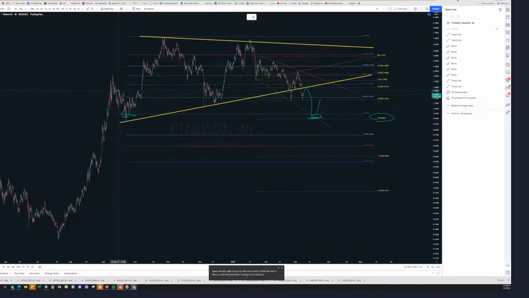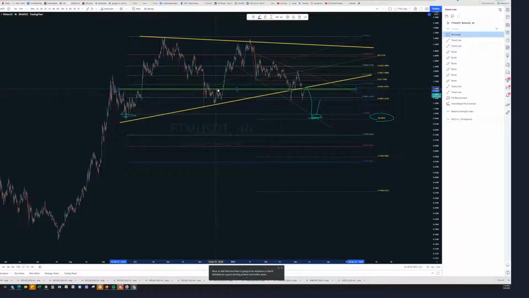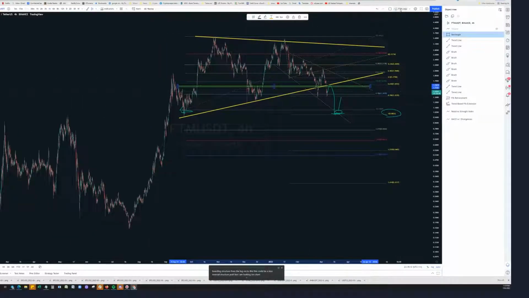It's got confluence with this level. Perfect. Previous resistance, resistance, support, trend line. I think that will be a good spot. If it gets there, I'll definitely look to short. So that's my FTM outlook. I'll keep that there for now. Let's look at Ethereum.